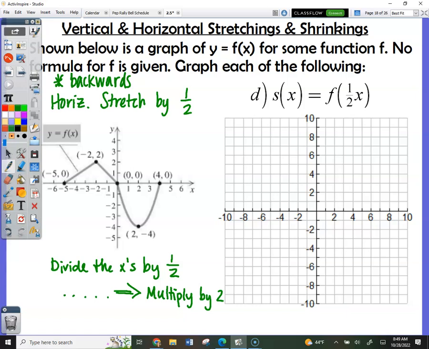Okay, so we're multiplying the x values by 2. So we got negative 10, 0, negative 4, 2, 0, 0, 4, negative 4, and 8, 0. All right, you try the next one.